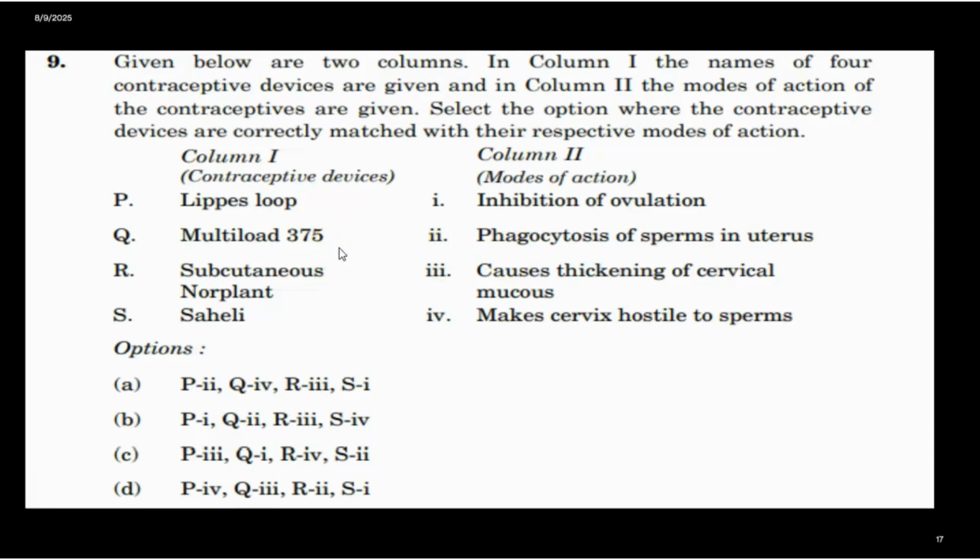Okay. Then Multiload 375 will be making the cervix hostile to sperm. Then comes the subcutaneous implant, which will be creating cervical mucus. What about Saheli? Saheli will be inhibiting ovulation. That's a pill, right? Saheli is actually a pill. So the correct option is A.